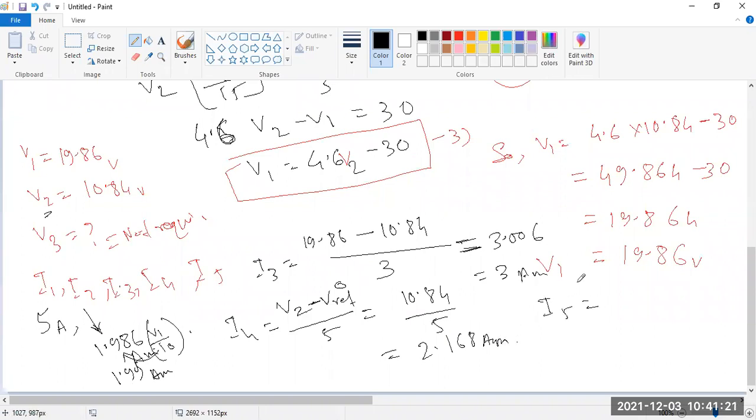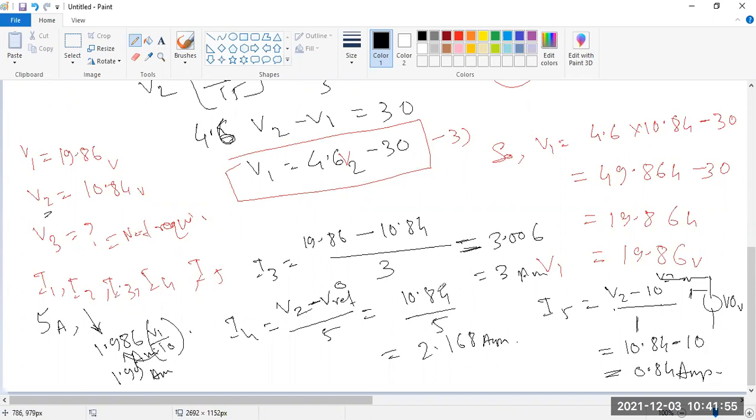Okay. Now I have to find the I5. What is the I5? Look, V2 minus this 10 volt, where here is the 10 volt, and it is coming over here, that is V2. So V2 minus 10 volt divided by this resistance was 1. So subtraction of 10, it is coming 0.84 ampere.